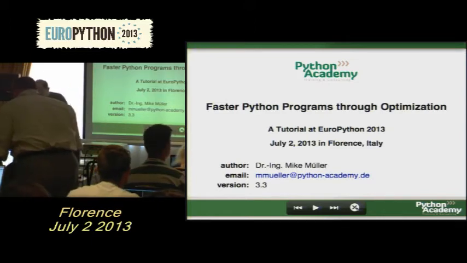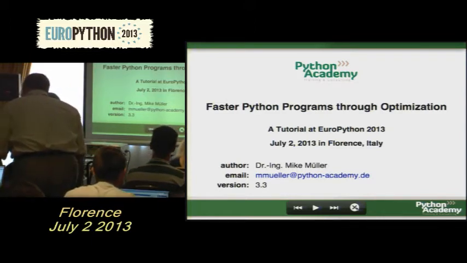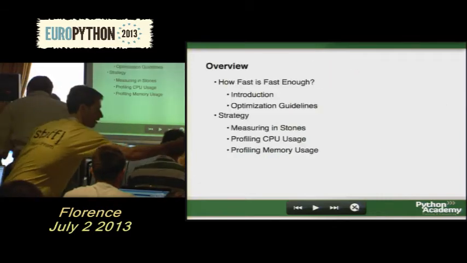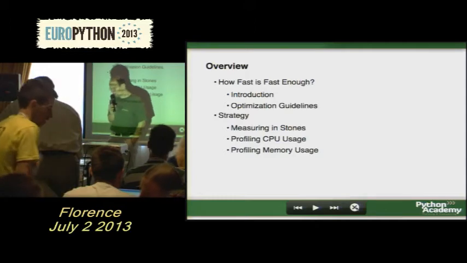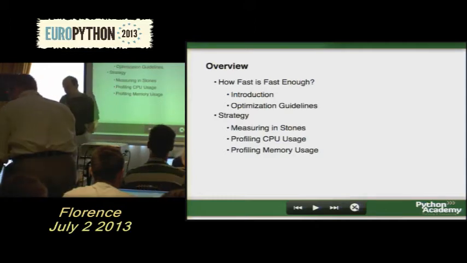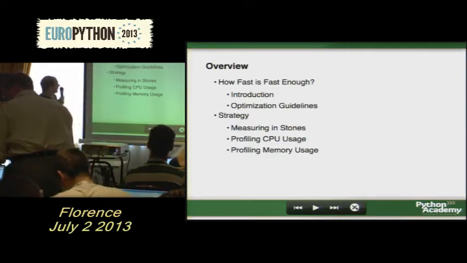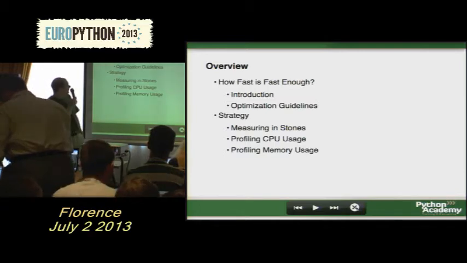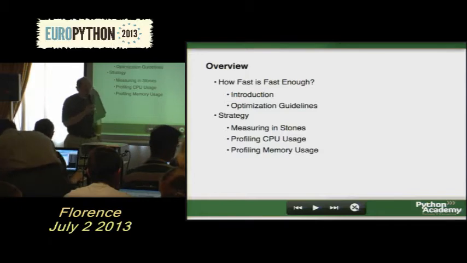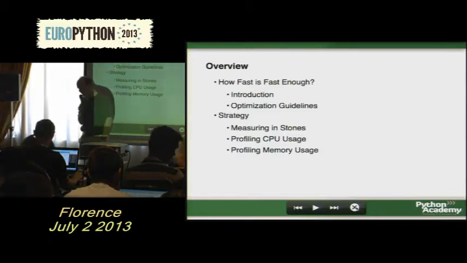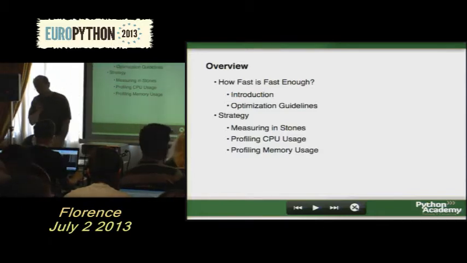Okay, let's have a quick run through of the program. So we have 3 hours and we have a lot of things to cover. So first I have a full overview. I will talk quite a bit about the principles of optimizing. So first we answer the question, how fast is fast enough? And we have some optimization guidelines. After this we go into strategies, how to do things, and the very first thing is to measure.